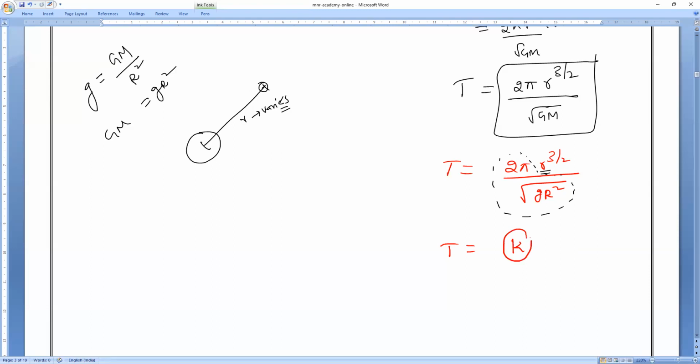I will take all the constants as k into r power 3 by 2. All these remain constant. So now on both sides, if I remove the equals and the constant, I will take proportionality again. Reversing back, you get proportionality. So T is directly proportional to r power 3 by 2.